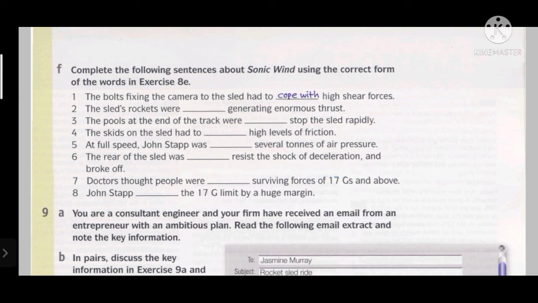So number four, what is it going to be? Withstand. Very good. Yeah, withstand.